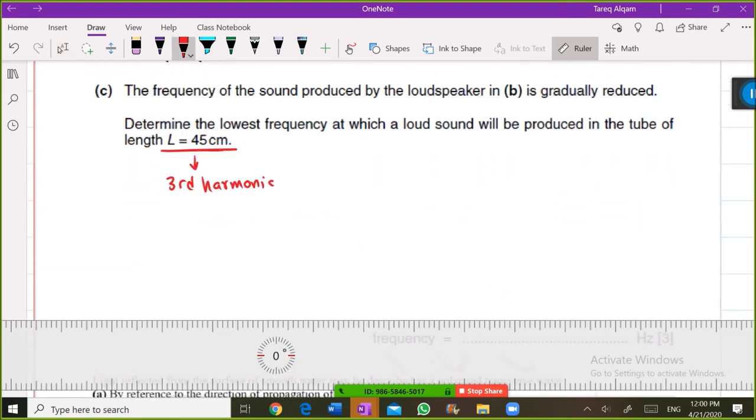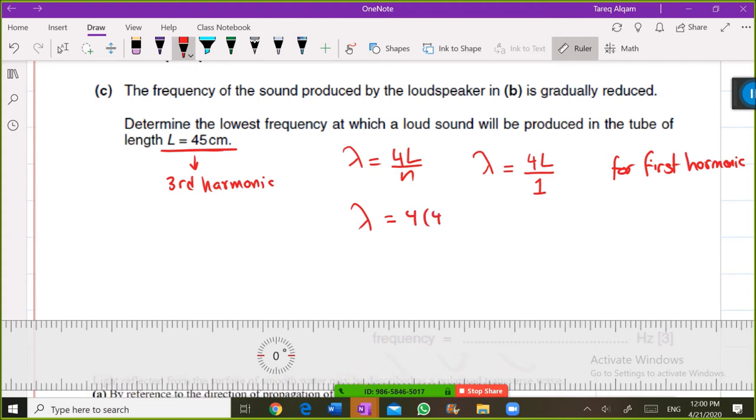So the L, now this is for the first harmonic, right, 5 over 1. Do you know why I divided by 1? Because this gave me the third harmonic, and the lowest one will be the first harmonic, right? The first harmonic n for the first harmonic is 1. So I substituted here 1. 4 times 45, we said 90, 180, right? So lambda is 180 centimeters.